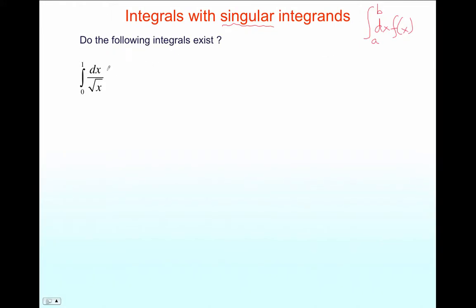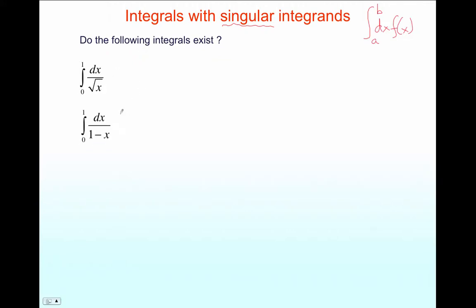Here is a function that becomes infinite at x equal to 0. You can see that there is a square root of 0 at the bottom, which is a 0. And this integral, we want to know if it exists or not.